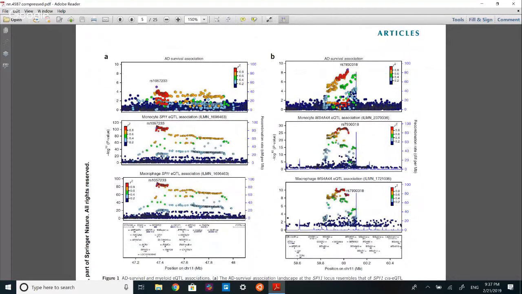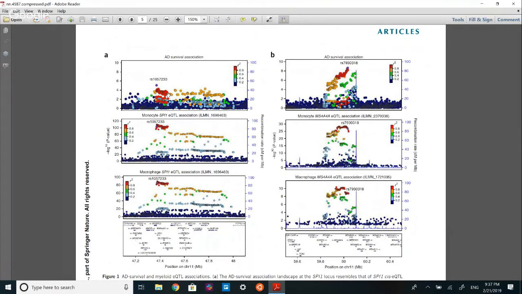And here, just diving into it a little more, you'll see the survival association GWAS landscape looking like this, which is quite different from the case-control IGAP study, where everything is much more flat. It is really close to what the monocyte SPI1 eQTL or macrophage SPI1 eQTL looks like. And the same thing we observe for the monocyte eQTL for MS4A4A at the other loci.